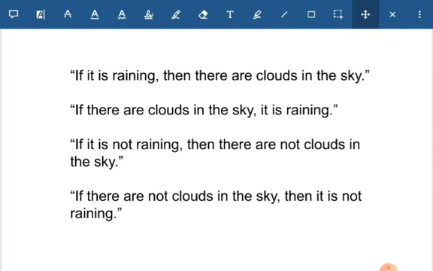If it is not raining, then there are not clouds in the sky. Siyempre, ang ulap di naman lang lumalabas kapag umuulan, di ba? During sunny days, there are also clouds in the sky. The fourth one is correct. It's always true. This is a true statement. If there are not clouds in the sky, then it is not raining. So, kung walang ulap, hindi magkakaroon ng ulan. Diba? If the first statement is true, you can be sure that the second statement is going to be true as well. If there are not clouds in the sky, then it is not raining. So, syempre, kung walang ulap, hindi uulan. Diba?